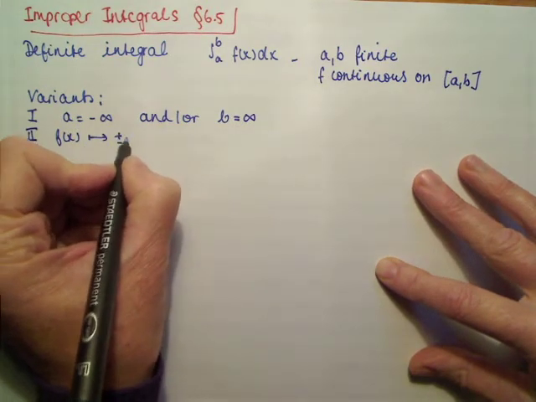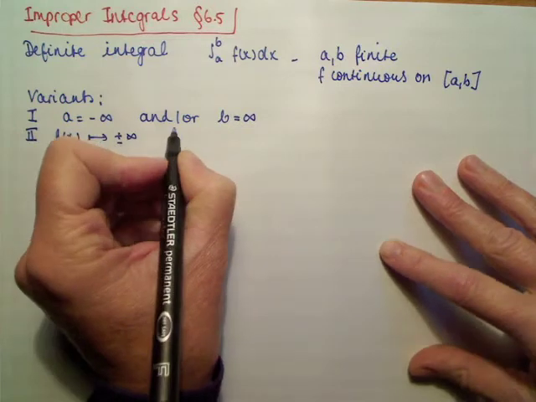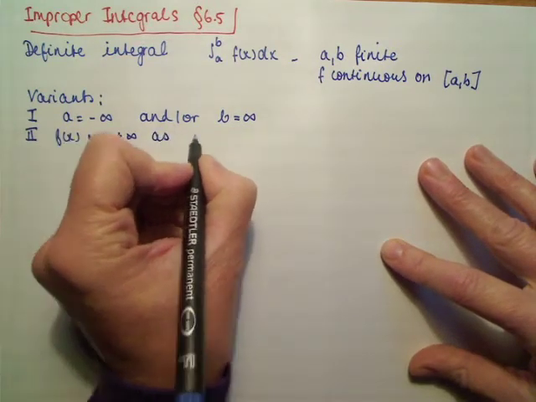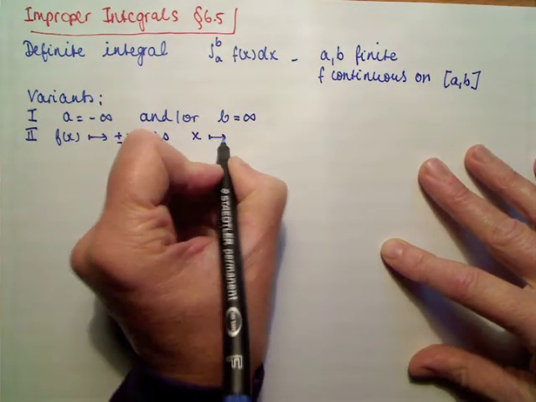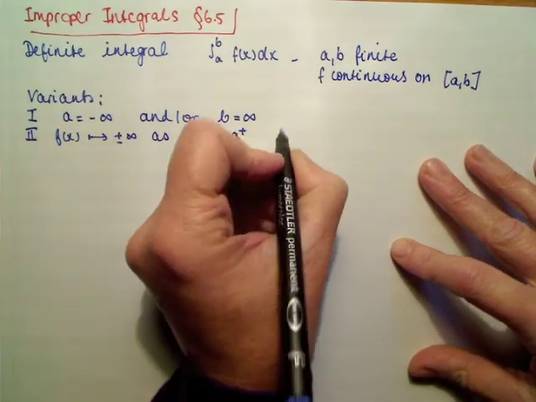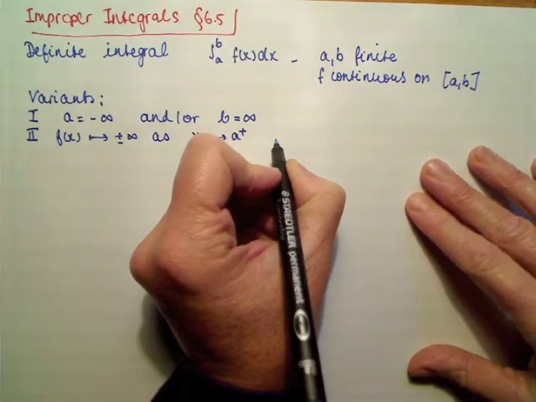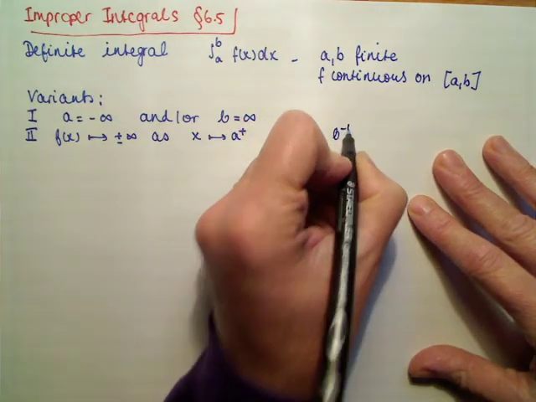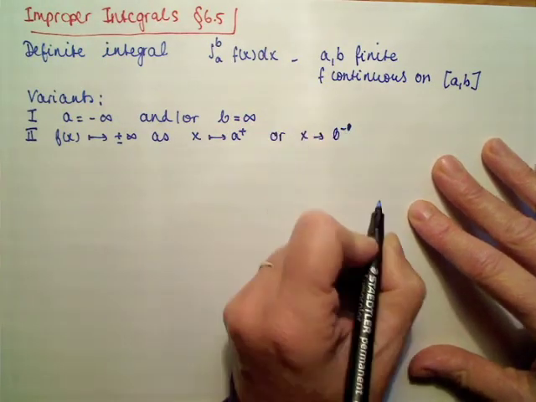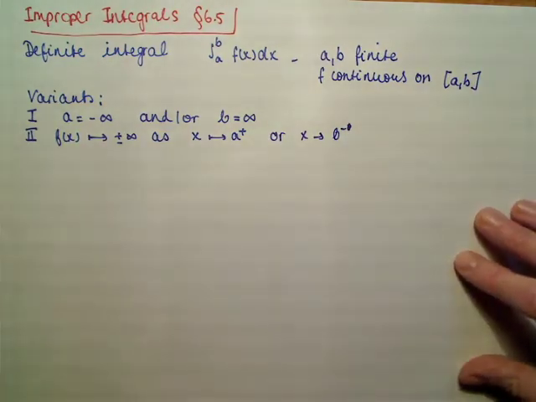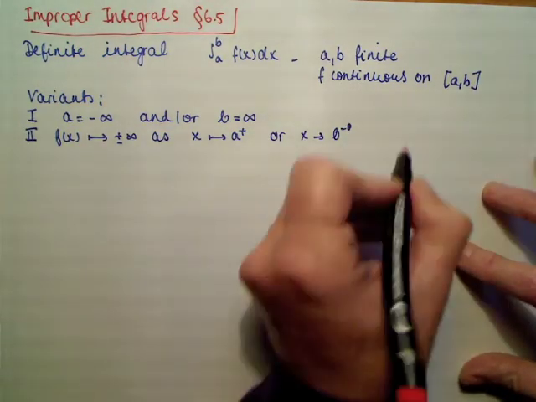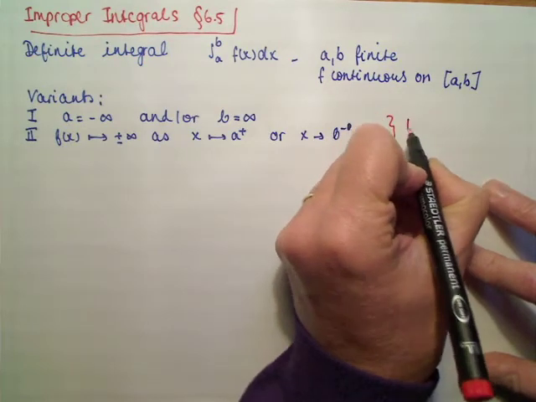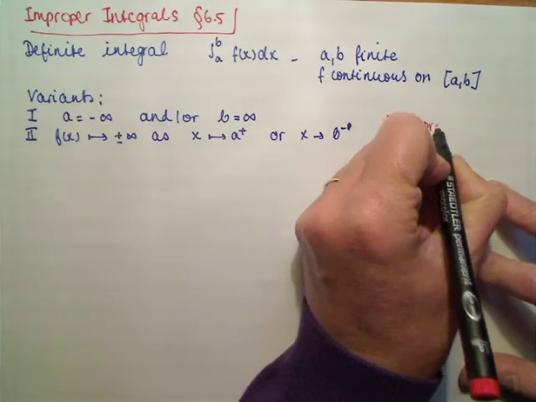So, for instance, f of x converges to plus or minus infinity as x approaches either the left point of the interval from the right, clearly, because we are only looking at the interval ab, or b from the left. Now, if this happens, we call the corresponding integrals improper integrals.